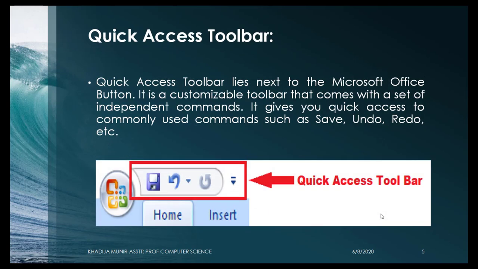Now, what is Quick Access Toolbar? Quick Access Toolbar lies next to the Microsoft Office button. It is a customizable toolbar that comes with a set of independent commands. It gives you quick access to commonly used commands such as save, undo, redo, etc. Save, undo, and redo.